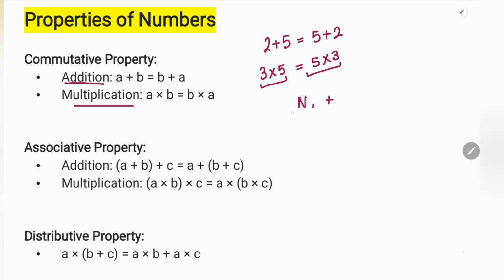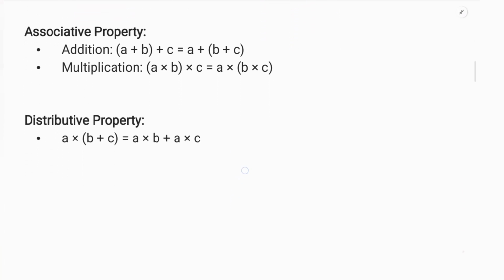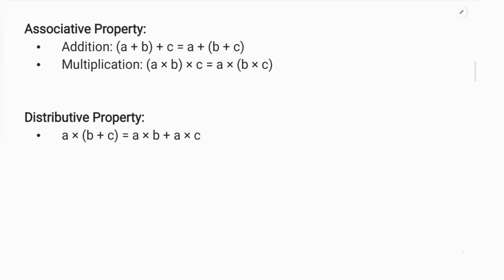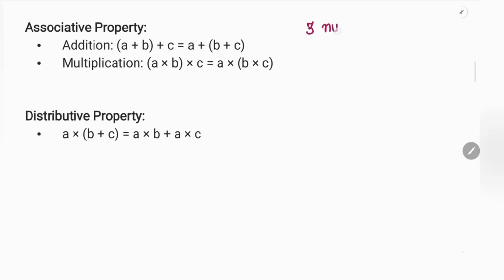an operation and then we check whether it is commutative or not, whether the closure property is satisfied or not, whether it has an identity or not, all those things. So here we now have the associative property. What is the associative property? For the associative property we take three numbers. Suppose I take 2, 5, 7.